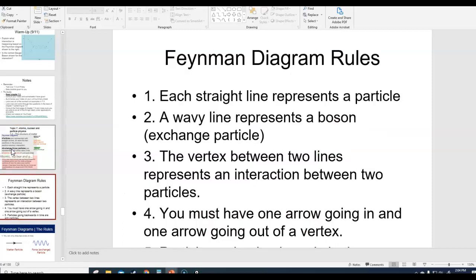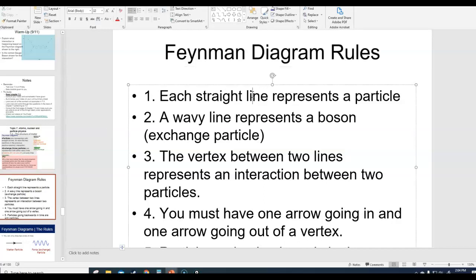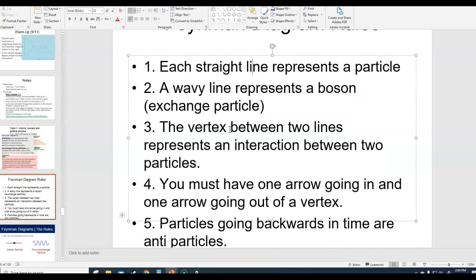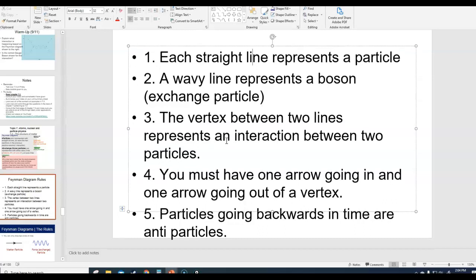Some more guidelines for drawing Feynman diagrams. I said this before, but straight arrows represent particles, wavy lines represent exchange particles. The vertex, that is where two arrows meet, represents an interaction between two particles. You must have one arrow going in and one arrow going out of a vertex. And most importantly, particles drawn going backwards in time are antiparticles. That's the one that always messes with people the most. They say, how can you have a particle going backwards in time? I wouldn't think too much about it right now, because it'll just hurt your brain. Let's just say, for the sake of drawing Feynman diagrams correctly, you draw antiparticles going backwards in time. When I say backwards in time, I'm talking about each particle being an arrow, and whichever way the arrow is pointing represents either going backwards or forwards in time.